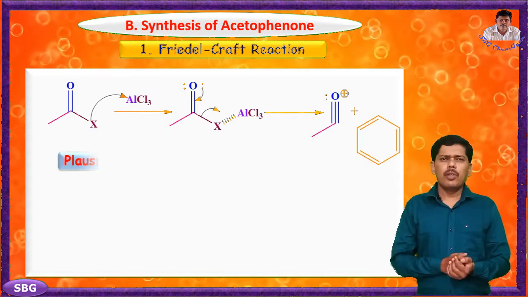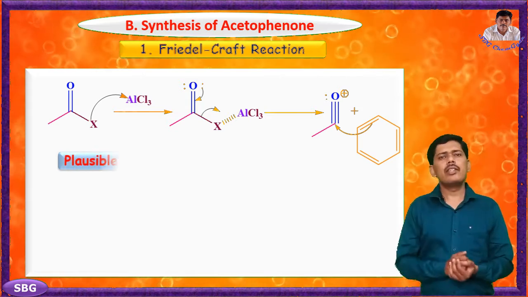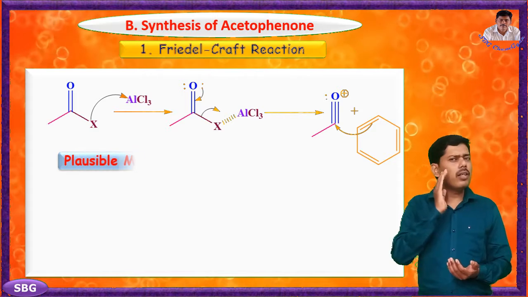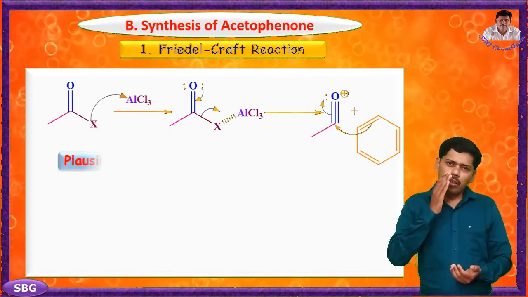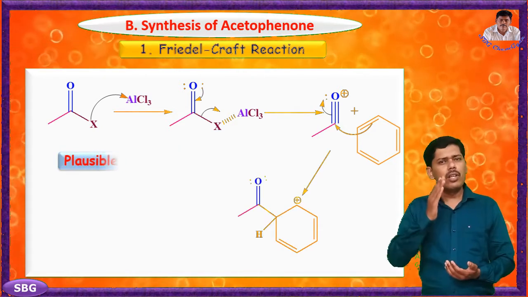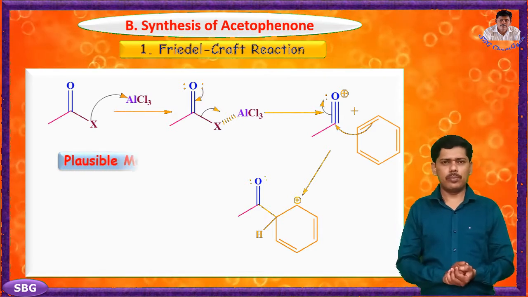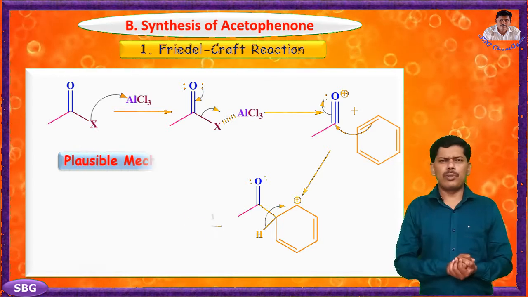In the next step, the pi electrons of the aromatic carbon-carbon double bond in benzene act as a nucleophile, attacking the electrophilic carbon atom of the acylium ion. This step destroys the aromaticity of benzene, giving the cyclohexadienyl cation intermediate, which you can see here. This is a slow step.